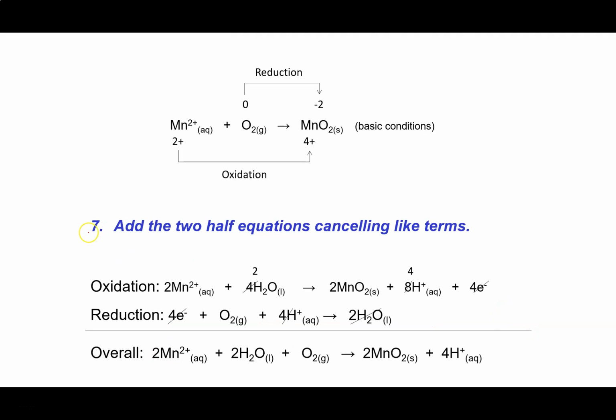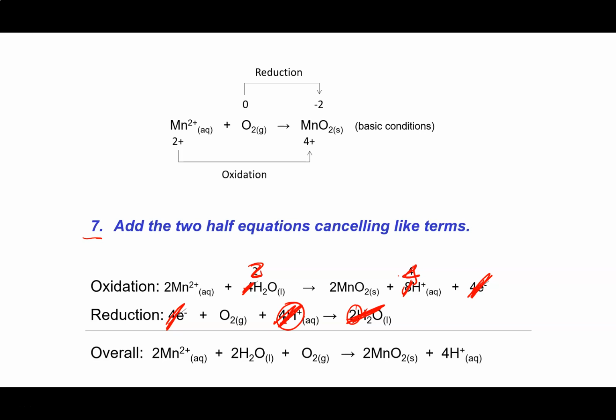So step 7 is to add the 2 half equations together, cancelling wherever possible. The first thing is that the electrons, you always want to make sure that they can cancel. They can. And then I can get rid of 2 of the waters, leaving just 2 remaining. And then I can get rid of 4 of the hydrogens, leaving 4 remaining on the right hand side.